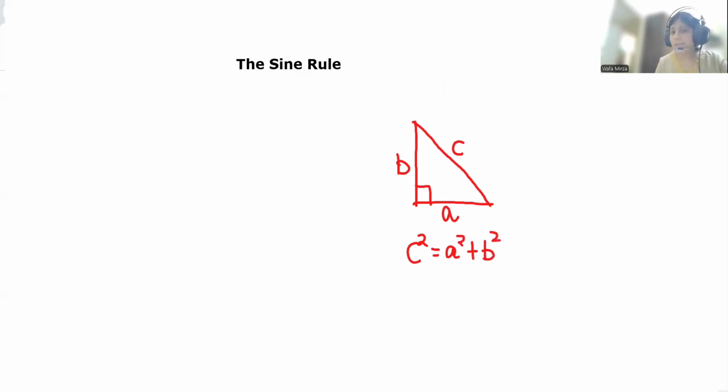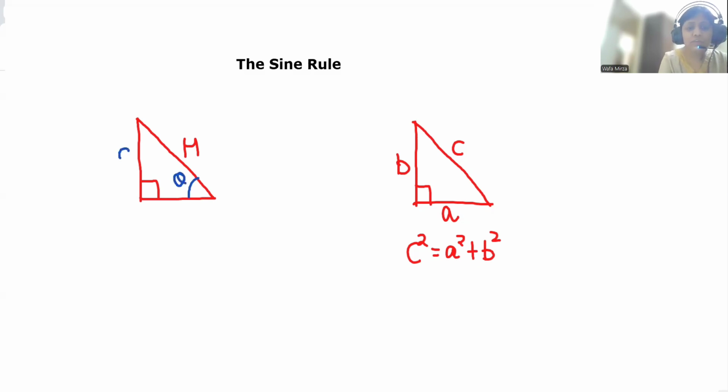You have also studied about trigonometric ratios. In trigonometric ratios also, we say that if you are having a right angle triangle, then the side which is opposite to 90° will be the longest side, which we call hypotenuse. The side which is opposite to angle theta is called opposite side, and the side which is adjacent to angle theta is called adjacent side.